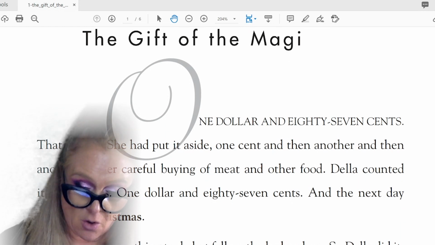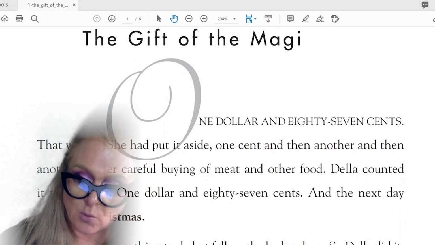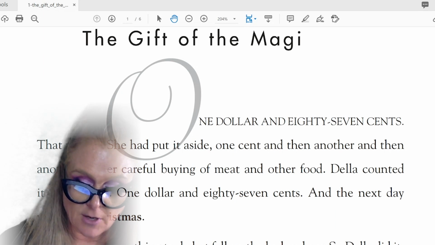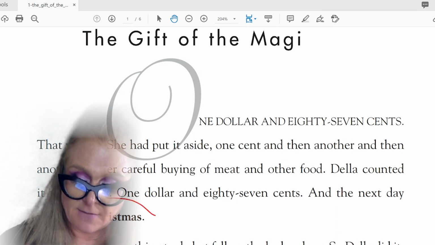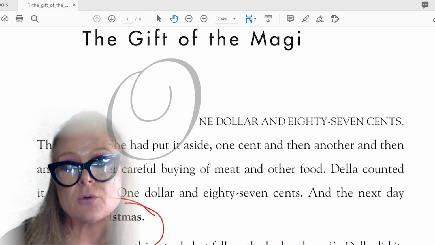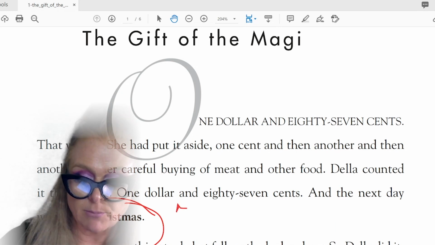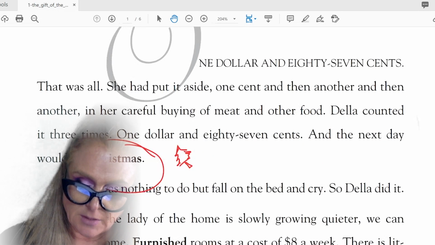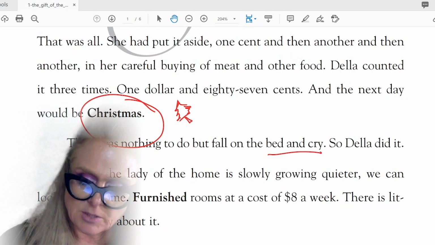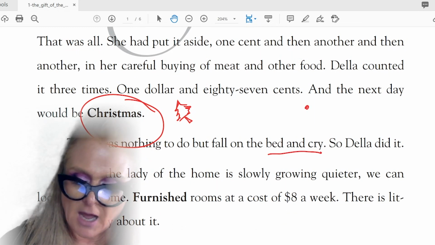$1.87, that was all. She had put it aside, and 1 cent, and then another, and then another, and in her careful buying of meat and other food, Della counted it 3 times. $1.87, and the next day would be Christmas. Okay, planning on Christmas. There was nothing to do but fall on the bed and cry, so Della did it. So I might go, there was nothing to do but fall on the bed and cry.